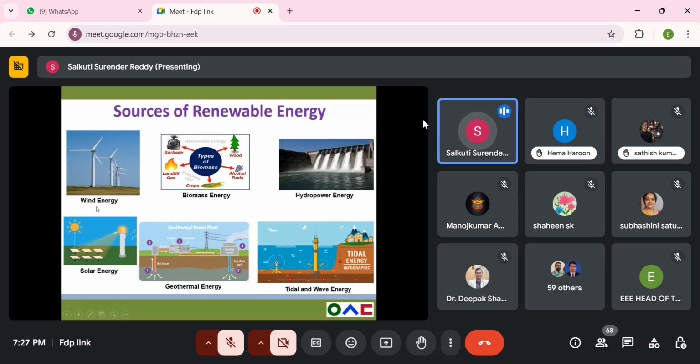All these renewable energy sources have certain advantages, and at the same time certain issues and challenges associated with them. But among these, wind energy and solar energy have the major share of renewable energy. So we concentrate mostly on wind and solar energy.